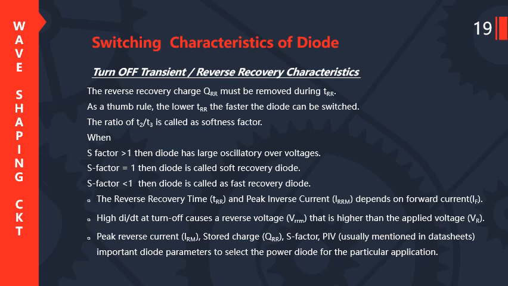The reverse recovery time TRR and the peak inverse current IRRM depend on the forward current IF. High di by dt at turn off causes a reverse voltage VRRM that is higher than the applied voltage VR. Next, peak reverse current IRM, stored charge QRR, S factor and PIV are usually mentioned in the data sheet. These are important diode parameters to select the power diode for a particular application.